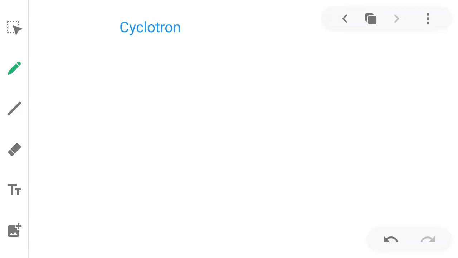Cyclotron is a device which is used to accelerate positively charged particles such as protons, alpha particles, to acquire enough energy to carry out nuclear disintegration. I'm just repeating, cyclotron is a device which is used to accelerate positively charged particles such as proton, alpha particle to acquire enough energy to carry out nuclear disintegration and so on.